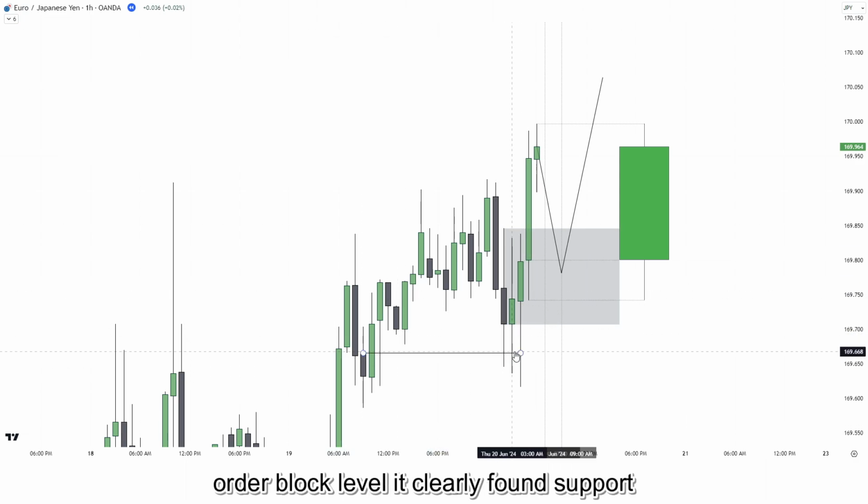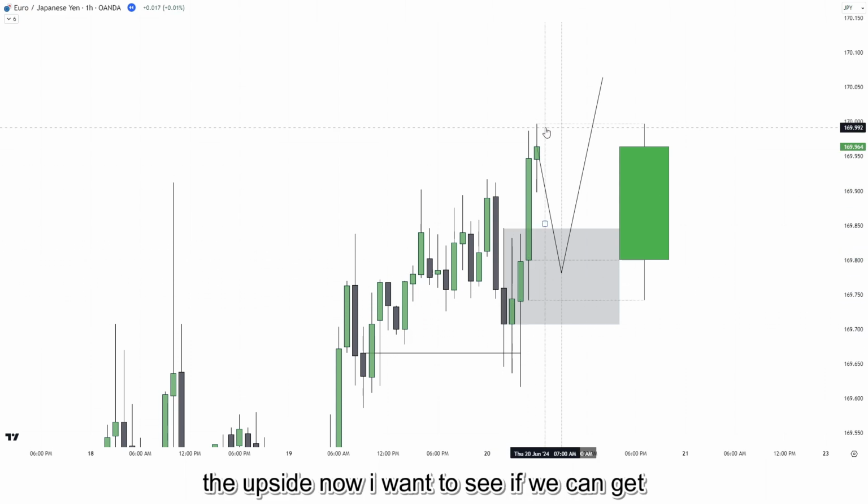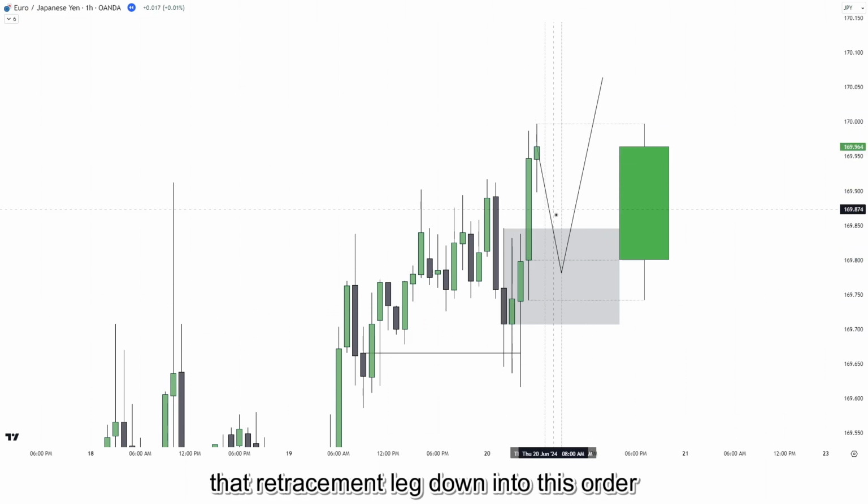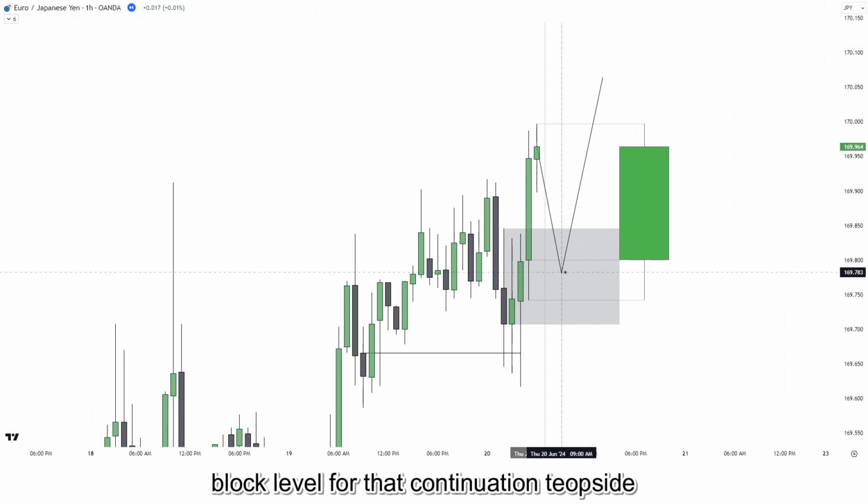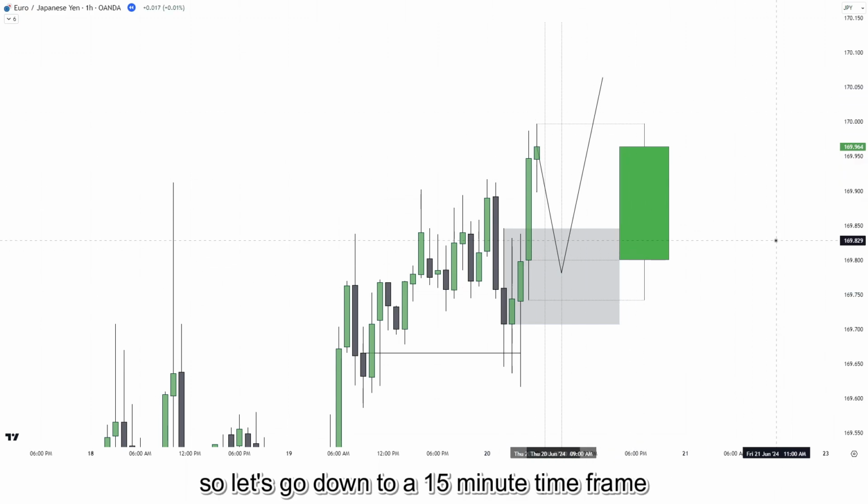It clearly found support down here, followed by this strong push to the upside. Now I want to see if we can get that retracement leg down into this order block level for that continuation to the upside. So let's go down to a 15-minute time frame and get additional context.